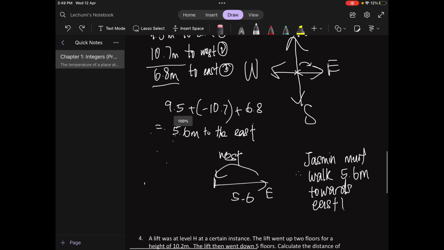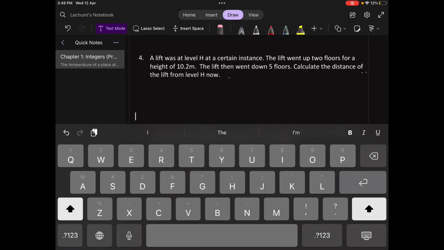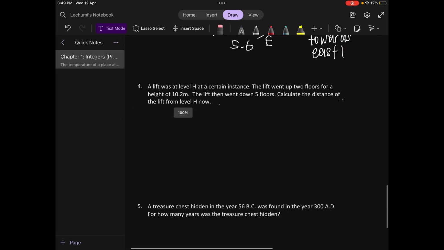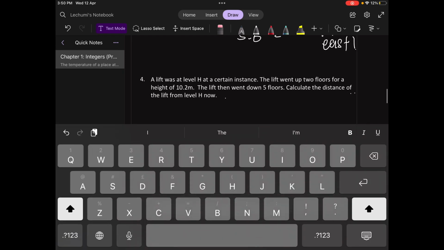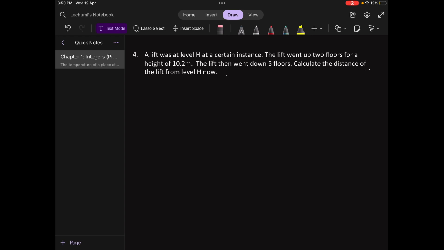Now let's move on to the second last question, question number 4. This question is also quite tricky, but I'm pretty sure you can handle this. A lift was at level H at a certain instance. The lift went up 2 floors for a height of 10.2 meters. The lift went down 5 floors. Calculate the distance of the lift from level H now.